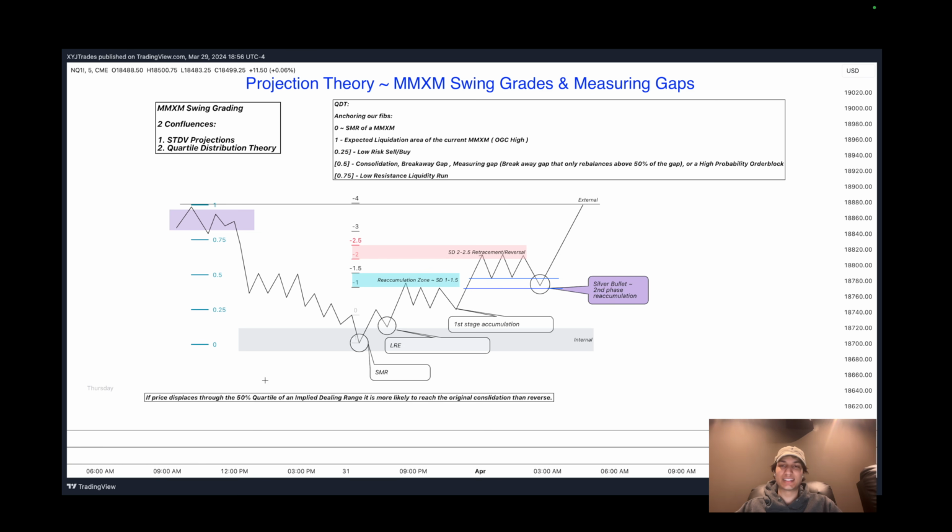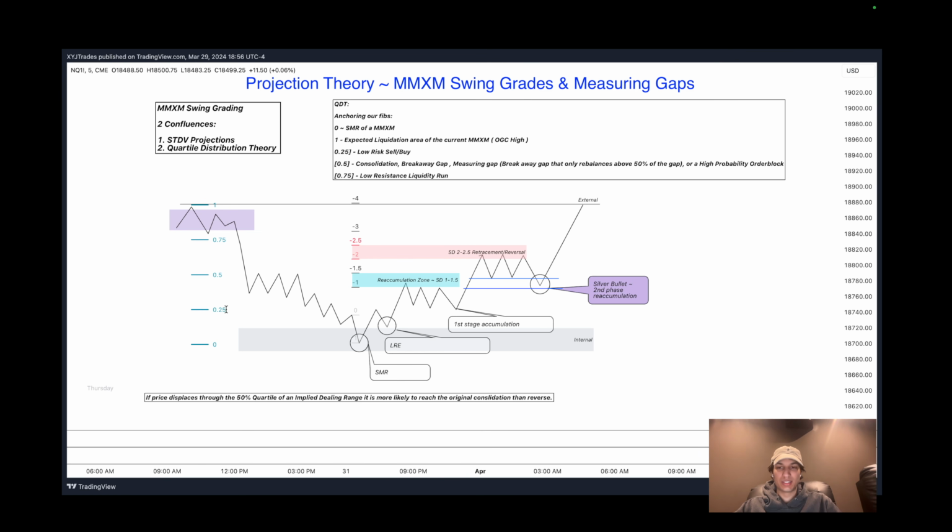So without any further ado, let's take a look at our market maker swing grades or our implied dealing range and touch on what we expect to see at each level. As we've spoken earlier about, at the 0 level, what we expect to see is our smart money reversal. So that's where we're going to be anchoring our first Fibonacci from. At the 0 to 0.25 level, that is where we expect to find our low risk buy or our low risk sell. So this is the area of the chart where in a market maker model, we expect to get that entry. Say we tag internal, we get a smart money reversal. In between this 0 to 0.25 or 25% of this range, we expect to see our low risk buy.